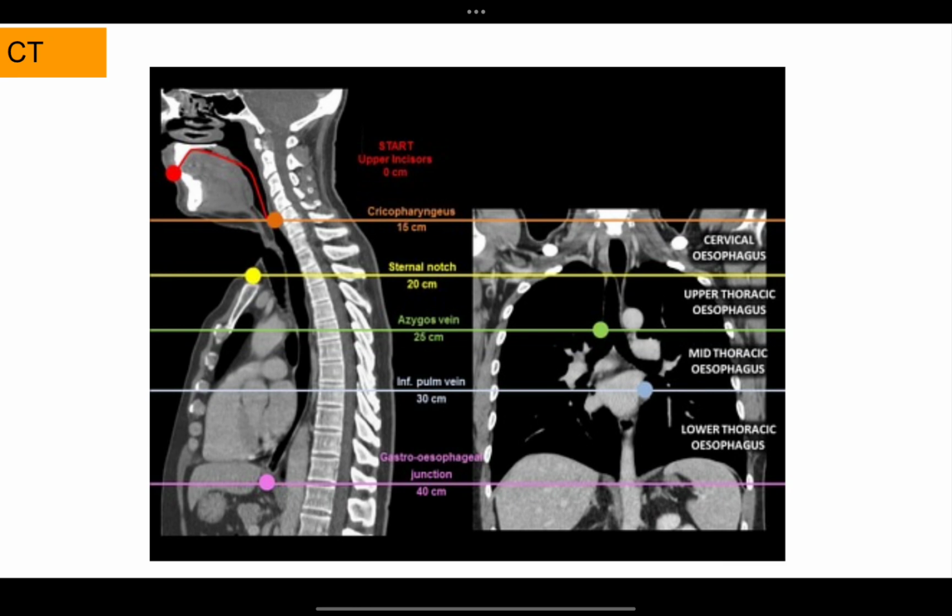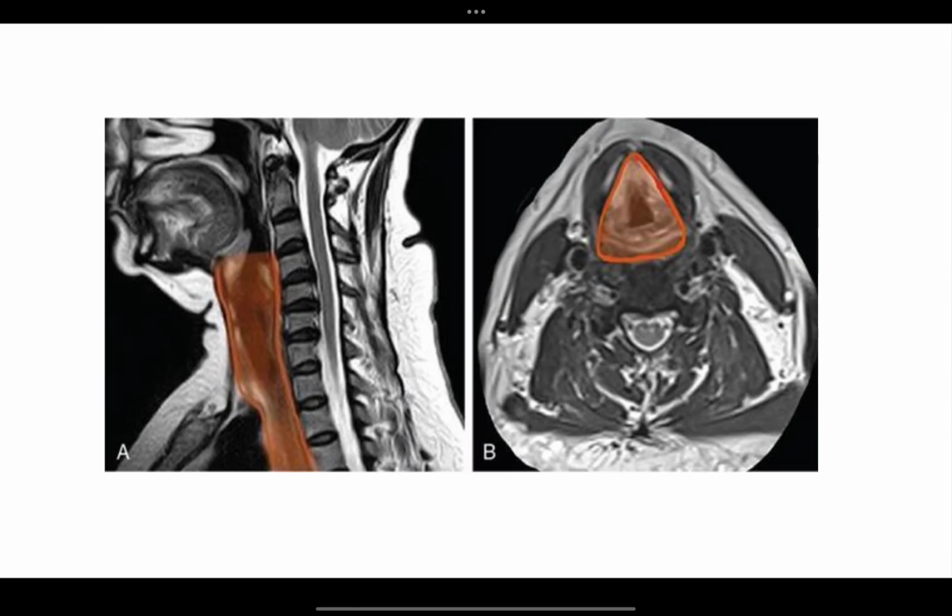CT and MRI of the esophagus. CT is not the primary method for routine evaluation of the esophagus because the normal esophagus is often difficult to visualize. However, CT becomes very useful in cases of tumors, wall thickening, dilatation, or mediastinal involvement. MRI may also be used in selected cases, although it is less common than CT and fluoroscopy.